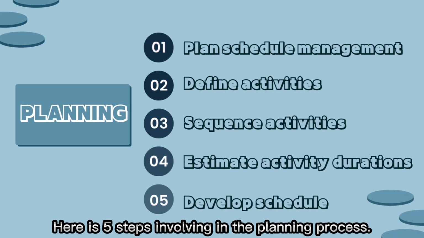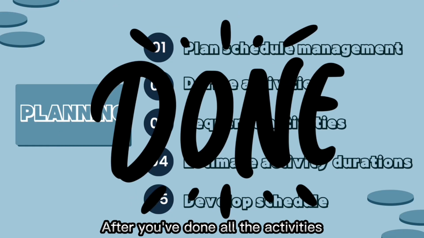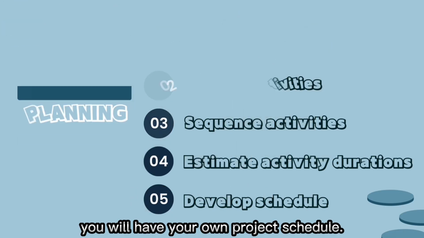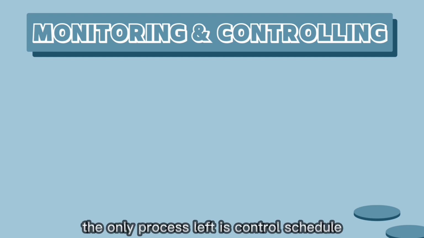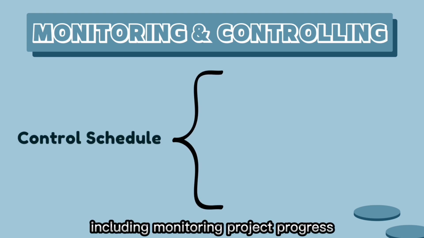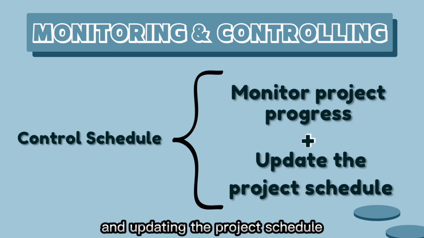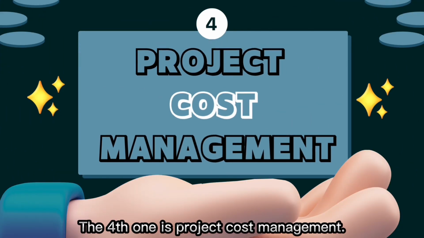Here is 5 steps involving in the planning process. After you've done all the activities, you will have your own project schedule. Moving to monitoring and controlling, the only process left is control schedule, including monitoring project progress and updating the project schedule. The fourth one is project cost management.